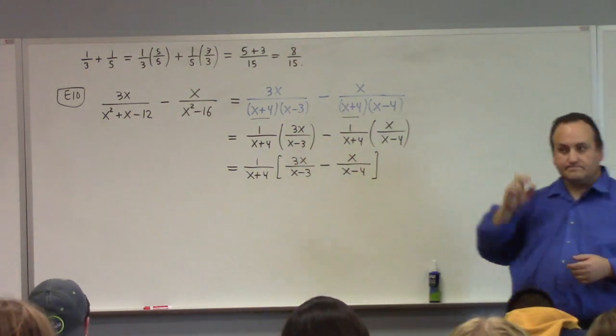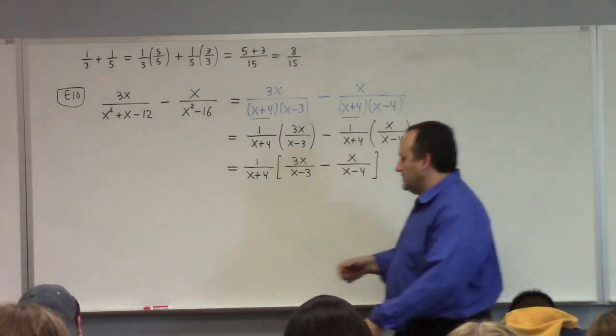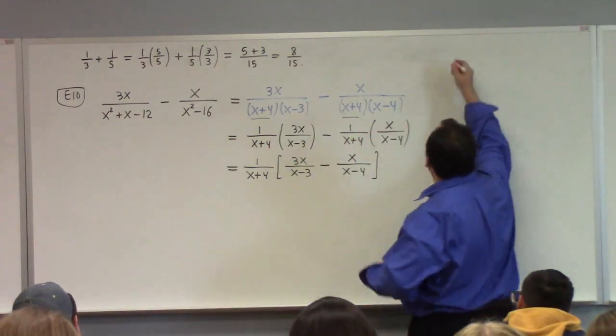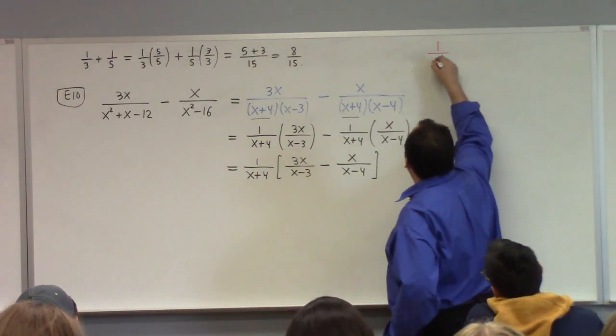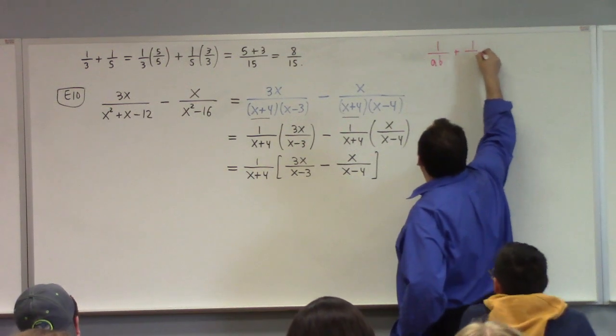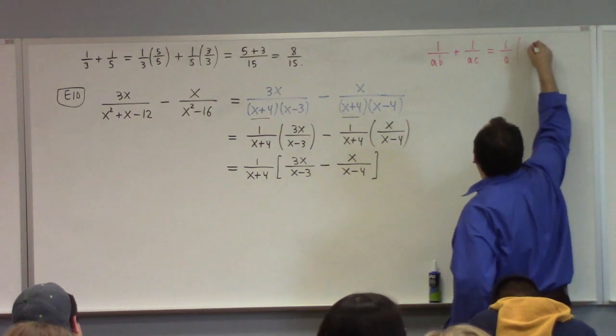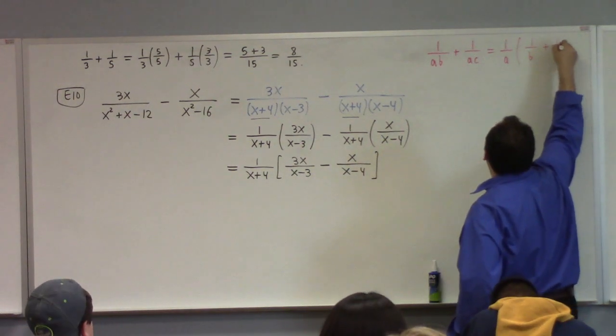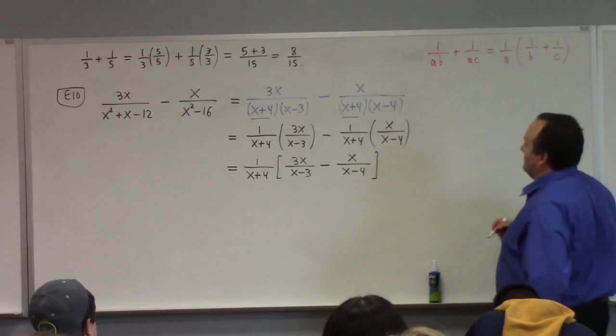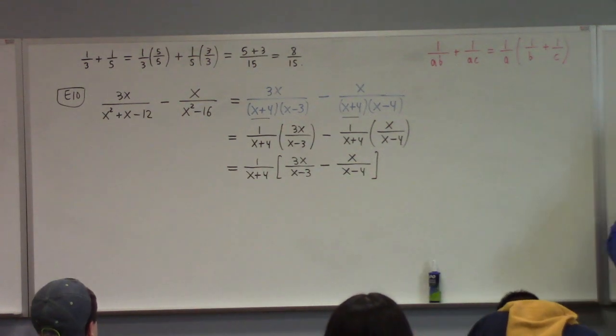So the generic pattern I'm using, guys, is if I have 1 over AB plus 1 over AC, I can rewrite that as 1 over A times 1 over B plus 1 over C. This is a simple algebra pattern to look for.